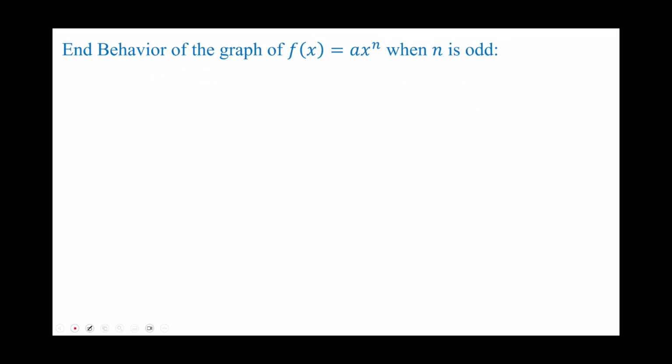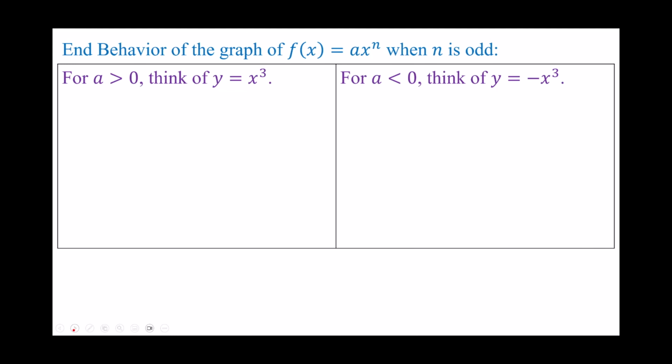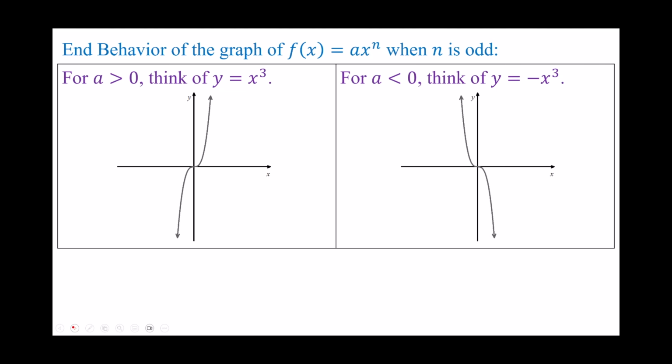Now, if our degree is odd, we can just think of y equals x cubed and negative x cubed. We know what the graph of y equals x cubed looks like. It goes up on the right and down on the left. And y equals negative x cubed is the opposite. It goes down on the right and up on the left. So anytime we have an odd degree, we can think about the end behavior of x to the third, and it will be similar. Let's look at what that mathematical notation looks like.